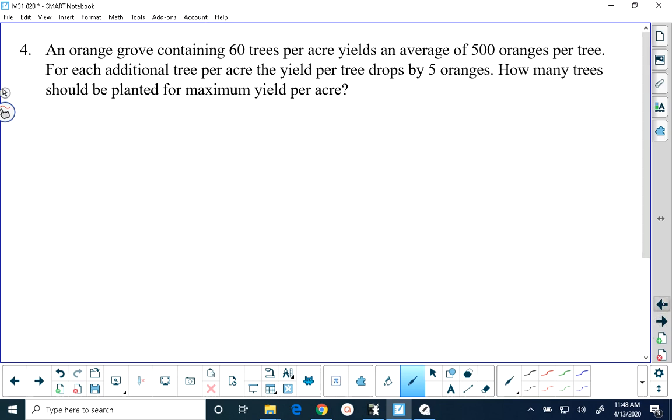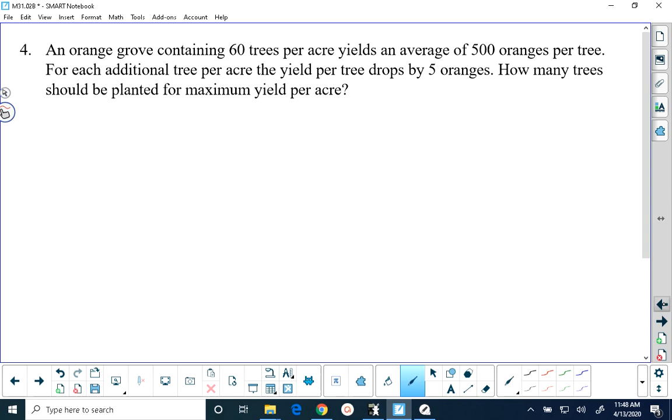This is something that you have done, well, you've done a problem very similar to it in Math 20, dealing with revenue. This is not revenue, it's numbers of oranges. So what you have is an orange grove, and for every acre, when they have 60 trees planted on that acre, they get an average of 500 oranges per tree. Which means on that acre, if we were to multiply 60 trees by 500 oranges per tree, they get 30,000 oranges in a growing season.